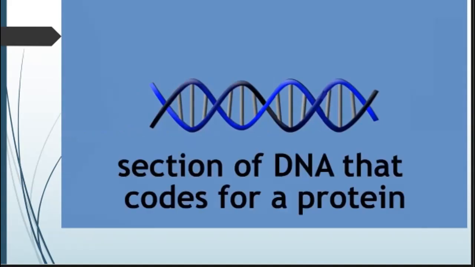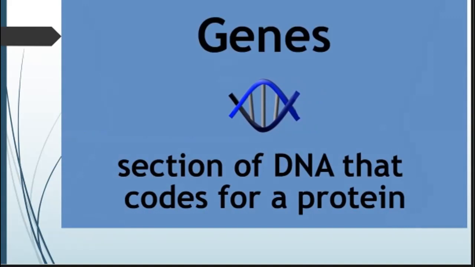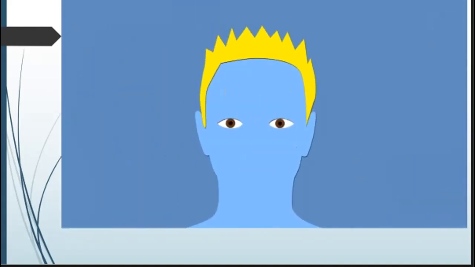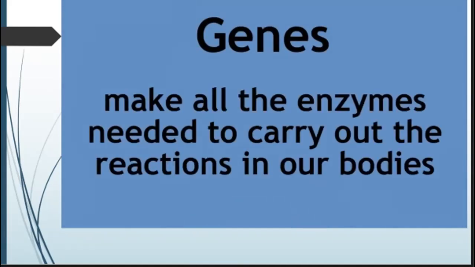A section of DNA that codes for a protein is known as a gene. Our genes determine whether we have brown or blue eyes, blonde or black hair, straight or curly hair, and even the smaller features, such as your dimples and the shape of the hairline. Genes are necessary to make all the enzymes needed to carry out the reactions in our bodies.